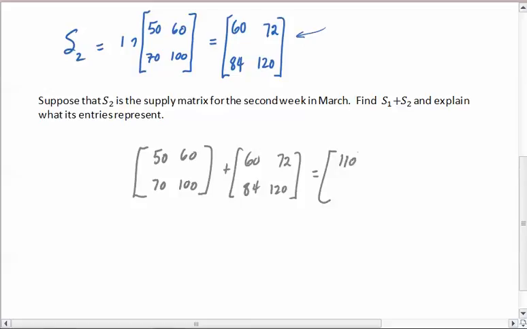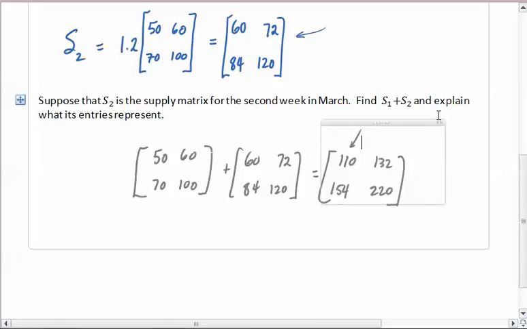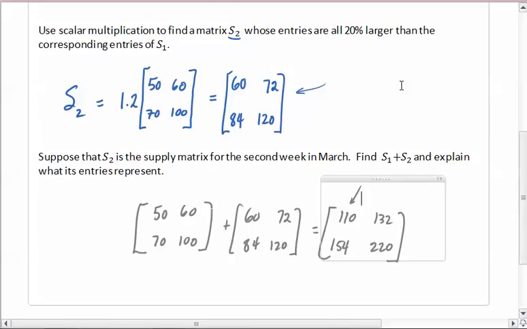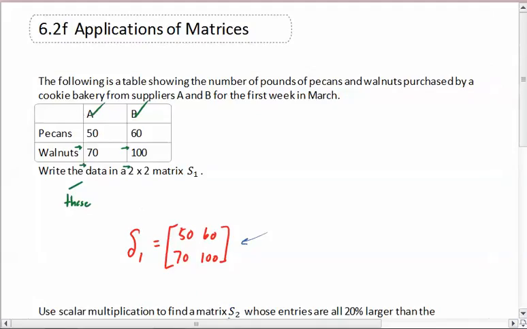We get 110, 132, 154, what is that, 220? So for instance, what does this 110 represent? Well, let's look at what our rows and columns represented in the beginning. We just have to remember that. That's why it's important that we have the labels here.